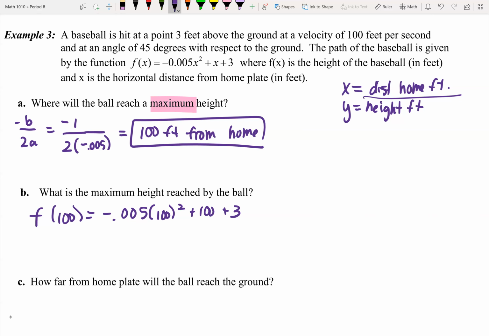Punch it in exactly the way you see it. Negative 0.005 parenthesis 100, close it, x squared plus 100 plus 3 gives me 53. Every word problem has a label. 53 what, everybody? Feet. That is how high it's going to be.